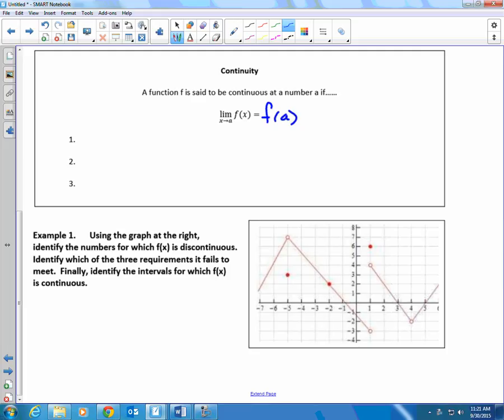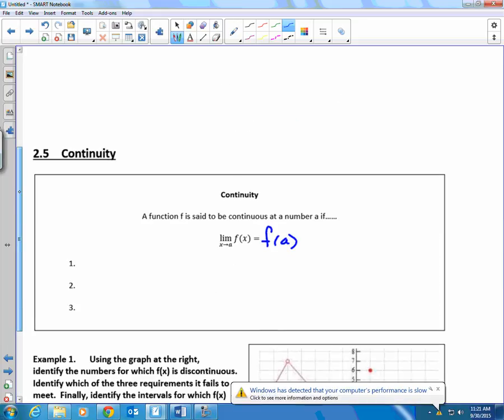There's a three-piece test that a function has to pass in order for it to be continuous. You're going to have to memorize this for tests. Here's a stupid way of talking about continuity, but it's actually pretty smart. But this is a very non-mathematical way.